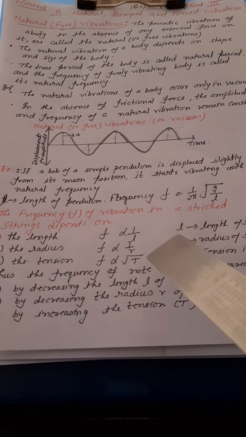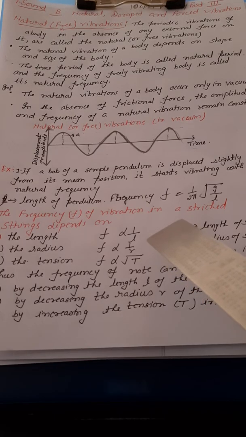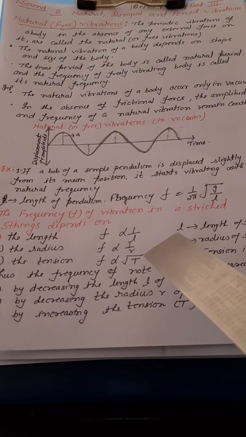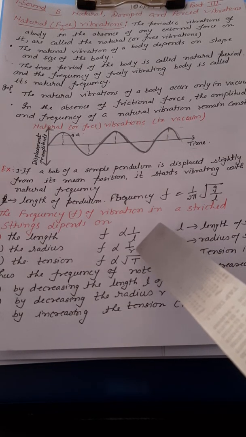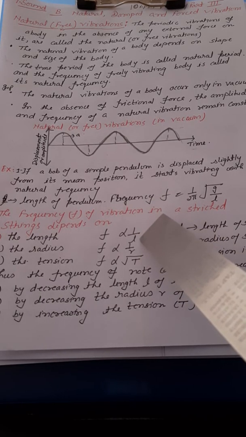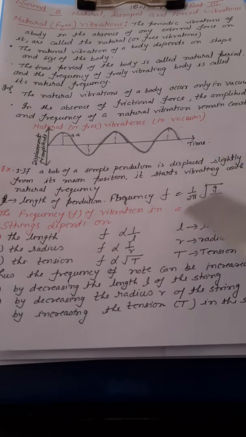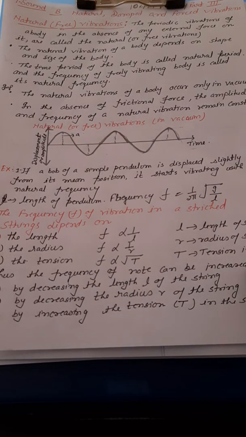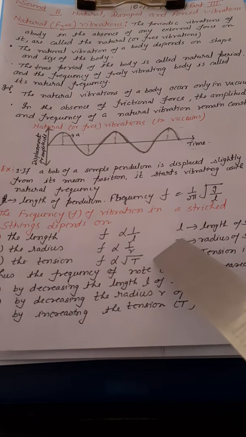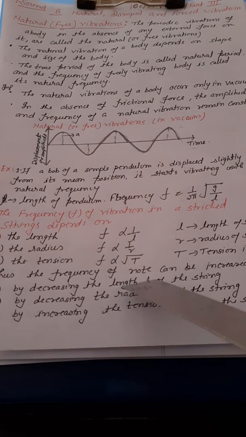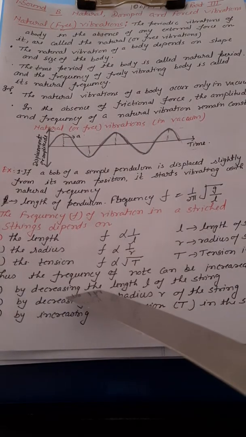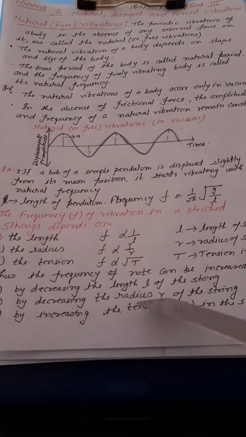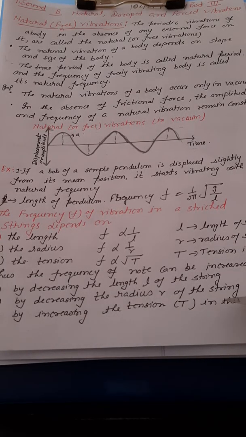Here, if I ask you, write how the frequency of stretched strings can be decreased. So what can you write? By decreasing tension, by increasing the radius of the string, by increasing the length of the string. Got it? Thus, the frequency of a note can be increased by decreasing the length of the string, by decreasing the radius, and by increasing the tension.